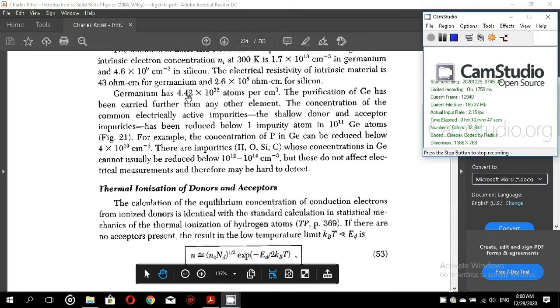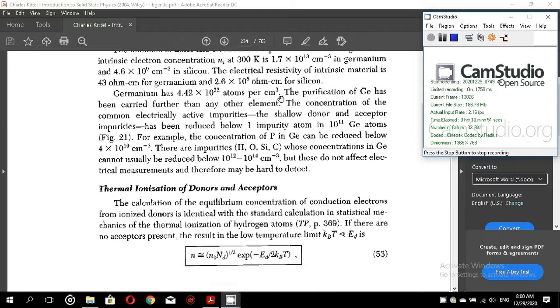Germanium has 4.42 into 10 to the power 22 atoms per cubic centimeter. The purification of germanium has been carried further than any other element, in reducing the concentration of the common electrically active impurities. Okay, you go through the rest of this paragraph.